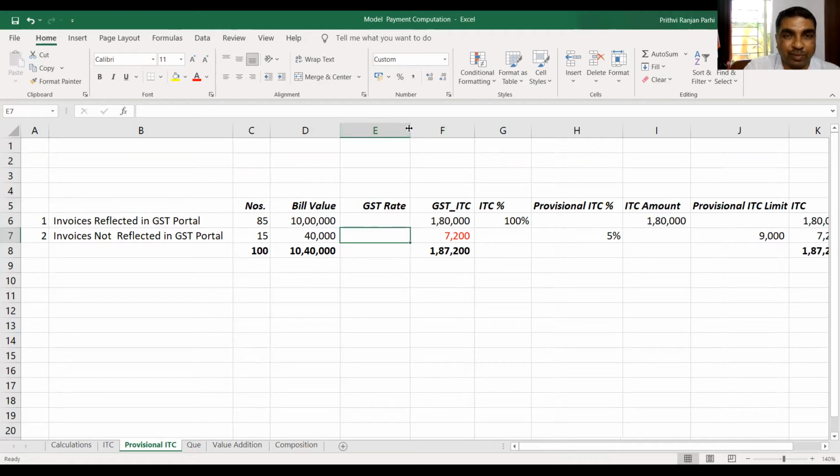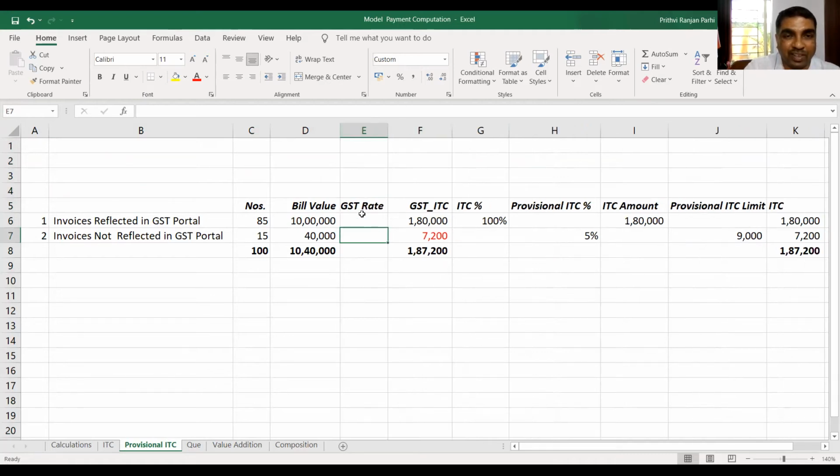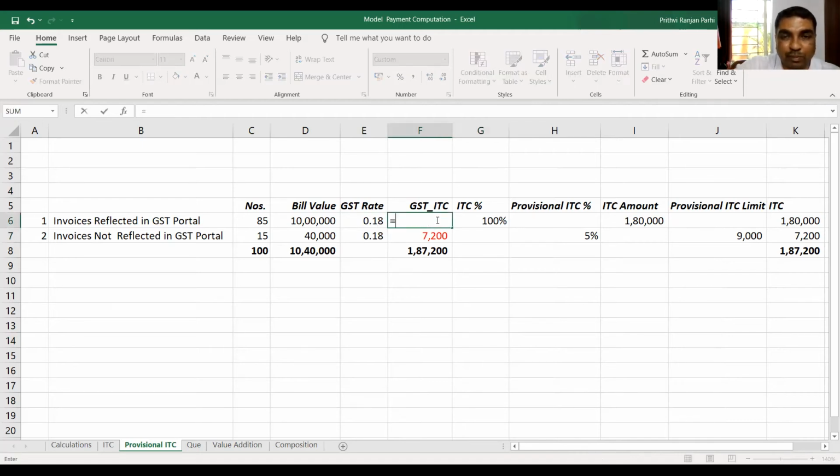You can further improve it. IGST, CGST, improve the GST rate. Let us say in both cases it is 18%. It is not necessary that it will always be 18%, but here we are taking it as 18%. Okay. So my GST amount will be this into this.